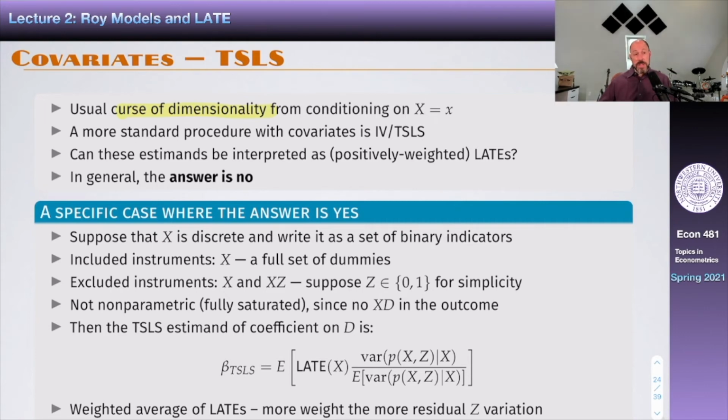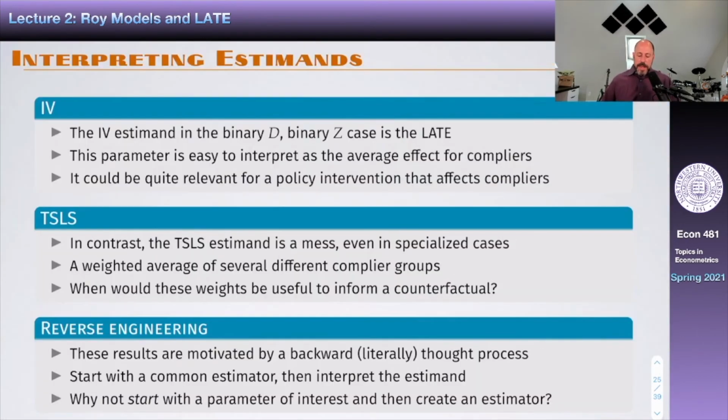So what's the argument? There's an argument that we're going to see next. Let me recap now. The IV estimate in the binary D, binary Z case is the LATE. We know that. The parameter is easy to interpret as the average effect for compliers, and it could be quite relevant for policy intervention that affects compliers.